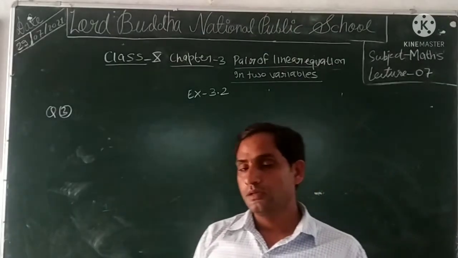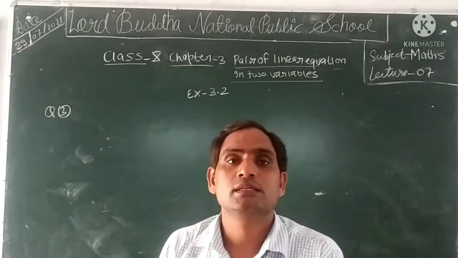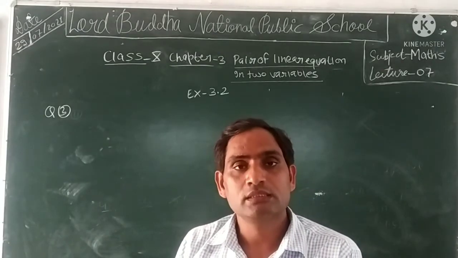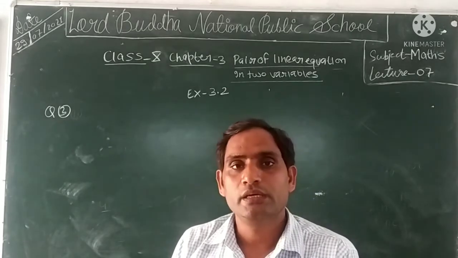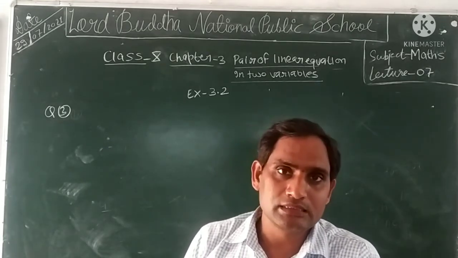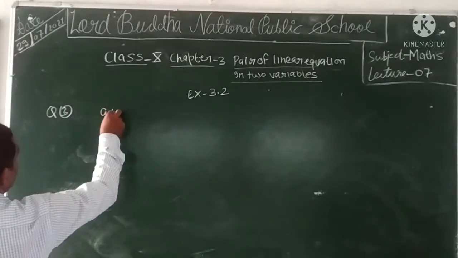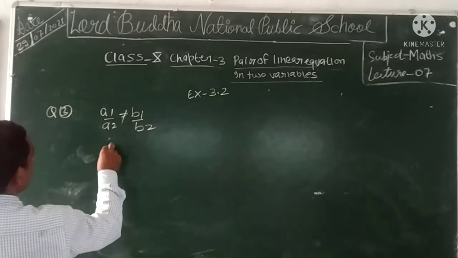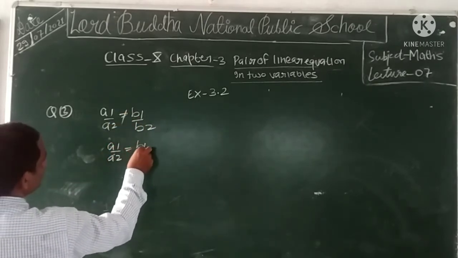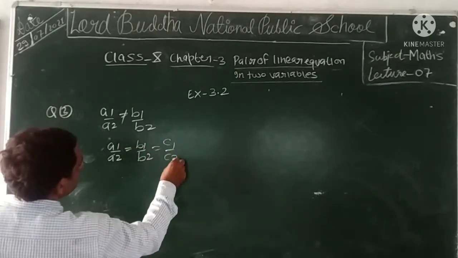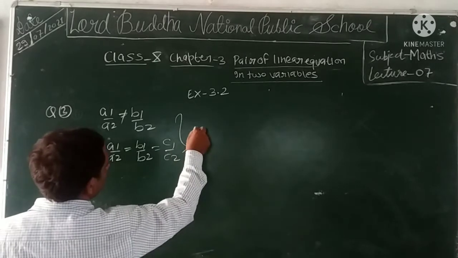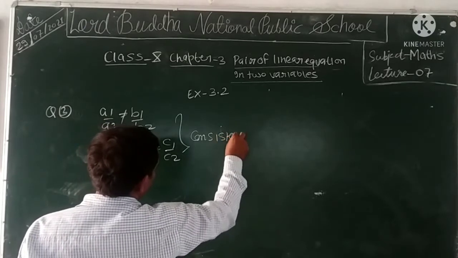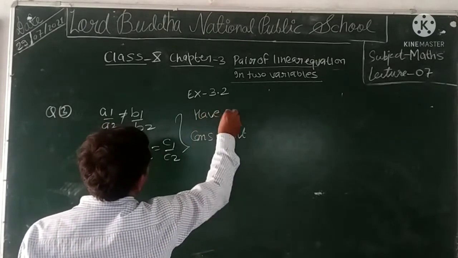As we know, if the pair of linear equations has a solution, then it is called consistent. If it does not have a solution, then it is called inconsistent. Means two conditions: a1 upon a2 not equal to b1 upon b2, and a1 upon a2 equal to b1 upon b2 equal to c1 upon c2. Means this is called consistent. Consistent, have solution.